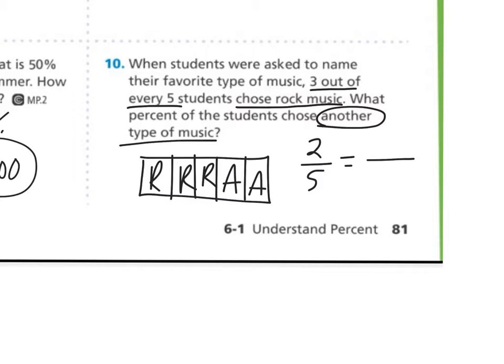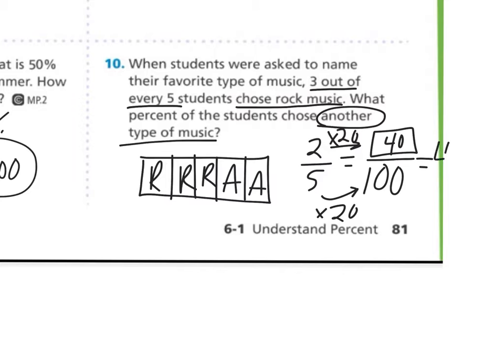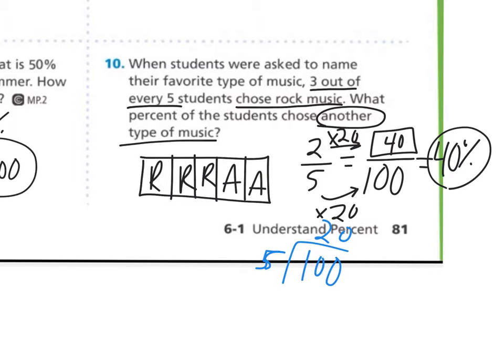So we know percent's a number out of 100. If we're going from 5 to 100, that would be multiplying by 20. So 2 times 20, that'd be 40 out of 100, which means 40%. And again, if you don't know what to multiply by going from 5 to 100, just take 100 divided by 5, and you'll get 20 if you work that out. Then that tells you you're multiplying by 20.